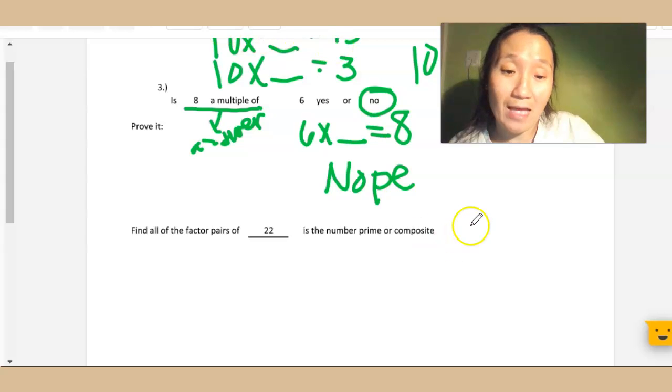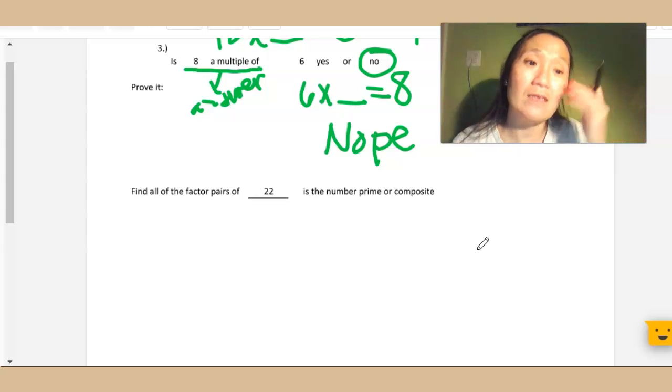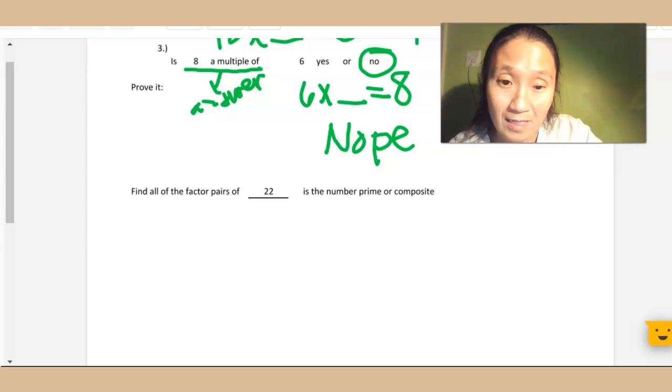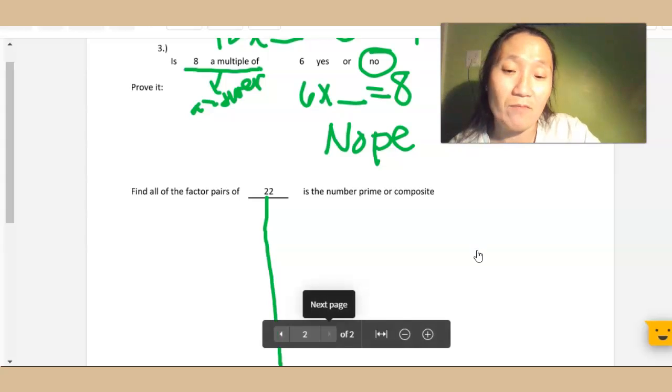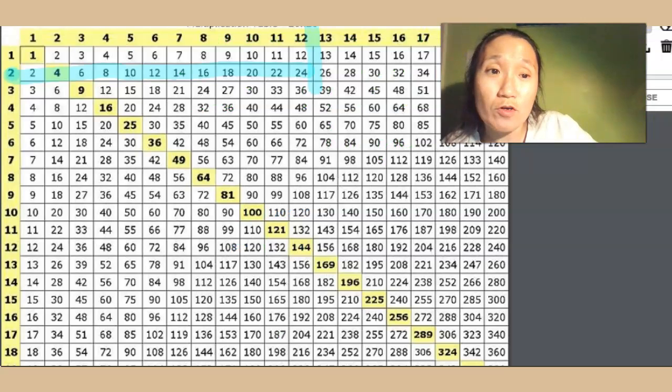Alright, so now the last one. You guys already know how to do this because we did it with the T-chart. But I didn't give you the T-chart because I want to see you do it on your own. So, 22. And some kids do it this way. This is the way many of mine have done it. So they go, oh, okay, so 1 times 22 equals 22. 2 times 11 equals 22. 3, does 3 work? Let's see if 3 works. 3 times anything equal 22? Nope, that does not work.